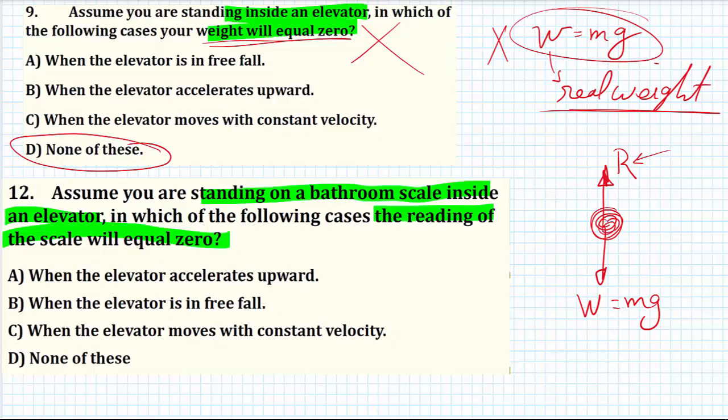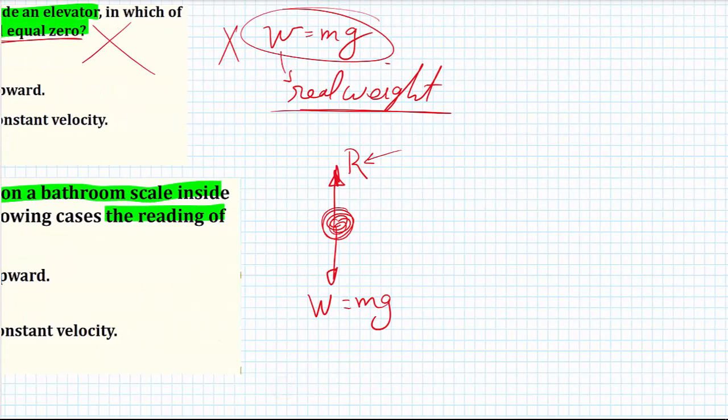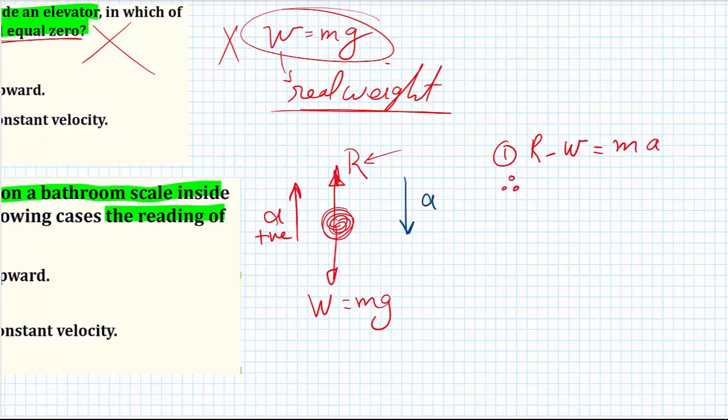So we have two cases here. Maybe the elevator is accelerating upward, and maybe the elevator is accelerating downward. Let's write down Newton's second law for both cases. In the first case, if the elevator accelerates upward, the positive direction is the upward direction. So R minus W equals mass times acceleration. So the reading of the scale or the balance here equals W plus mass times acceleration.